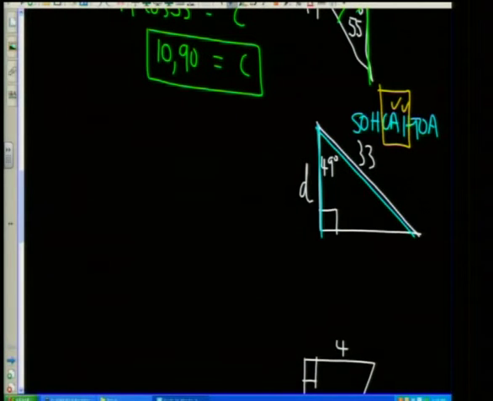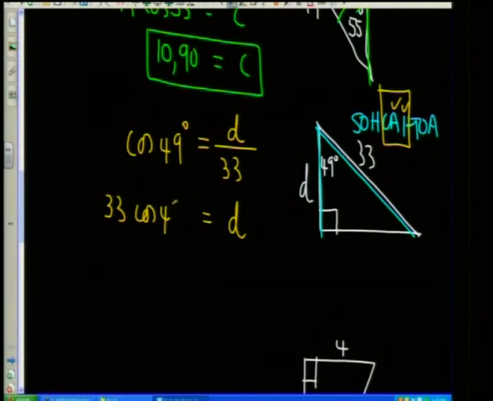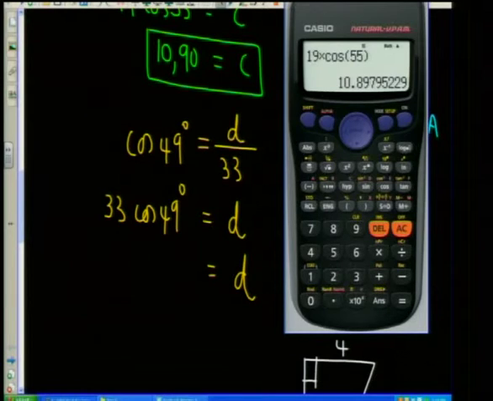So we have the cos. So we will start with cos 49 will equal the adjacent over the hypotenuse. So therefore D is 33 times cos 49. In other words, using the calculator, 33 times the cos of 49 gives us, and notice the calculator doesn't need degrees because I've got my D.